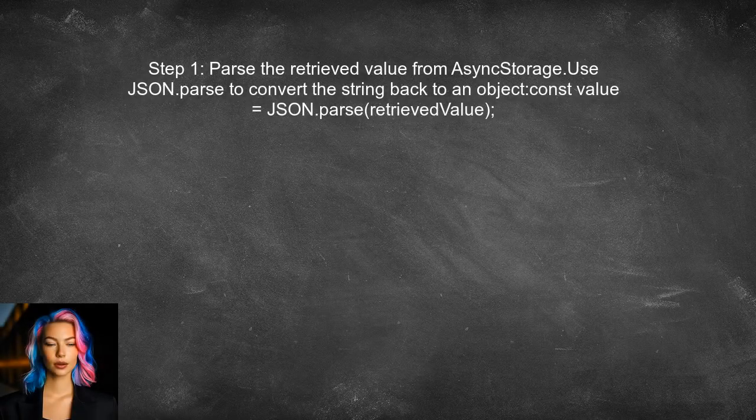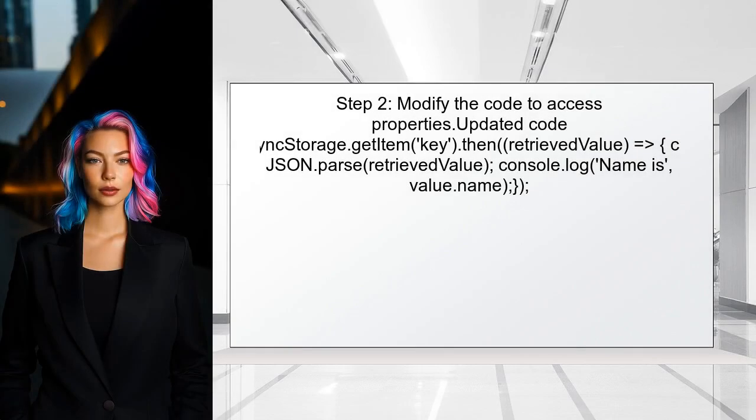To retrieve a specific value from the object stored in async storage, the user first needs to ensure that the value is parsed correctly from the string format. This is done using JSON.parse. Next, the user should modify their code to include this parsing step. After retrieving the value, they can access the properties of the object directly.